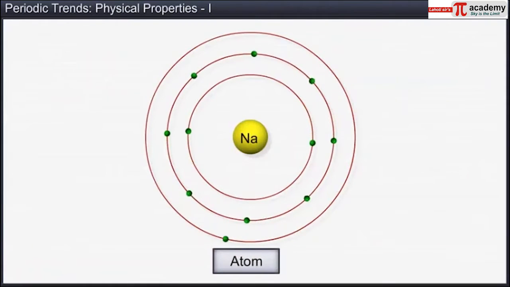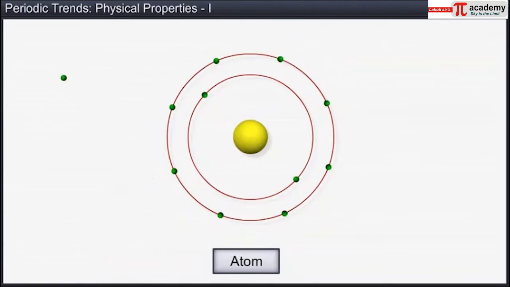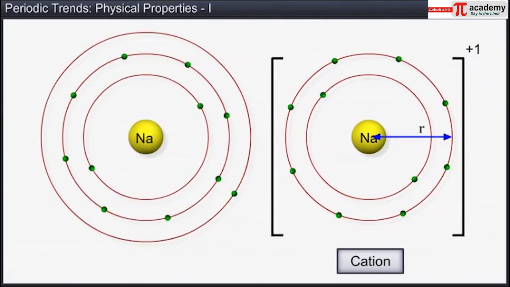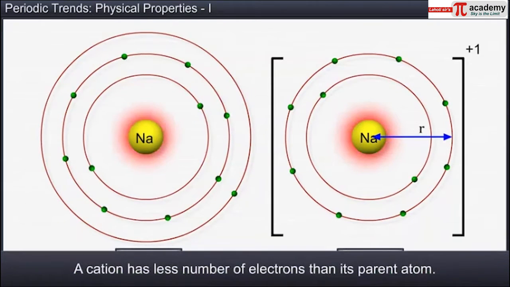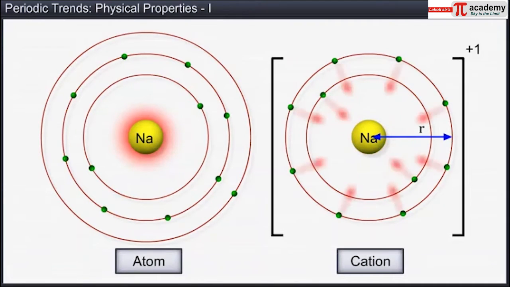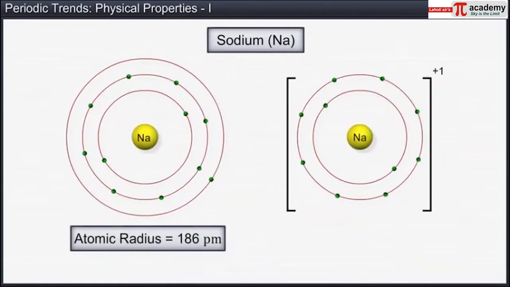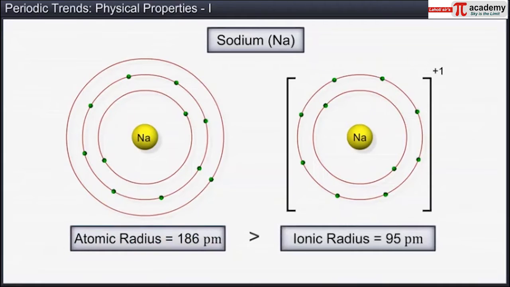When an atom loses an electron, it forms a positive ion called cation. The radius of a cation is always smaller than its parent atom because, while the nuclear charge remains the same, the number of electrons is decreased. This results in increase in the nuclear attraction on the valence electrons, leading to decrease in the size of the atom. For example, the atomic radius of sodium atom Na is 186 picometers, whereas the ionic radius of sodium ion Na+ is 95 picometers.